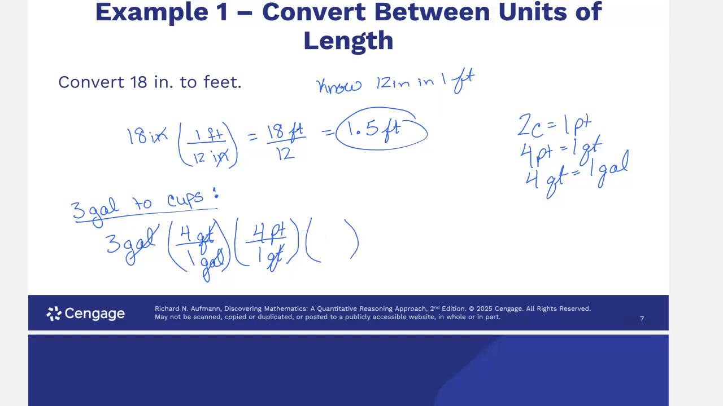And now I need to relate pints and cups. We know 1 pint has 2 cups. And I put the pints on the bottom here so that they would cancel. So when I multiply across the top and then across the bottom, I'm going to get 3 times 4 times 2 times 2. That is 48. And then I've got 1 times 1 times 1 in the bottom. And the only units that did not cancel out was cups, which was by design. That's what we wanted. And 48 divided by 1 is 48.